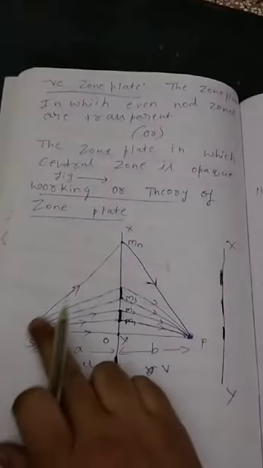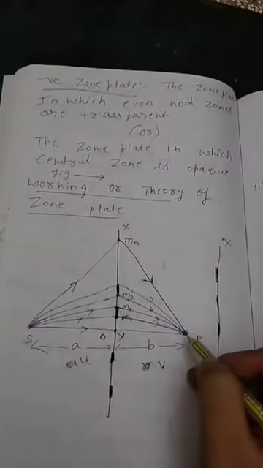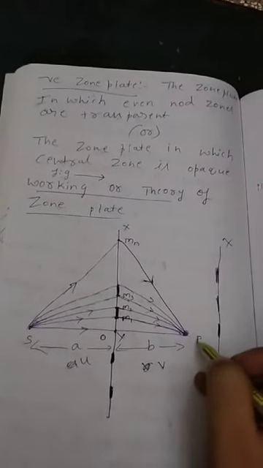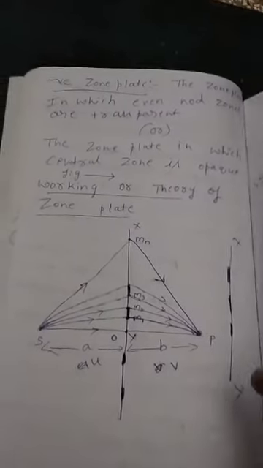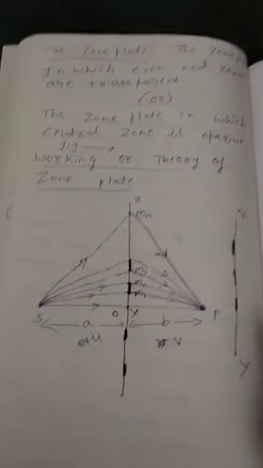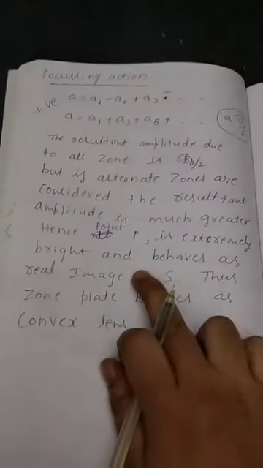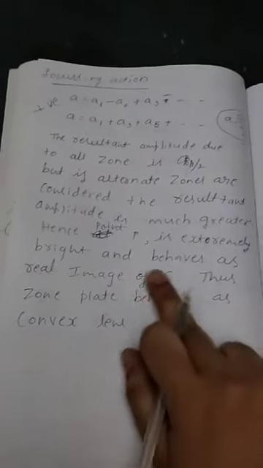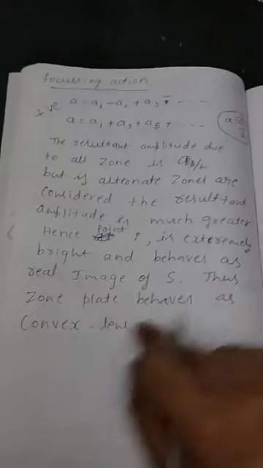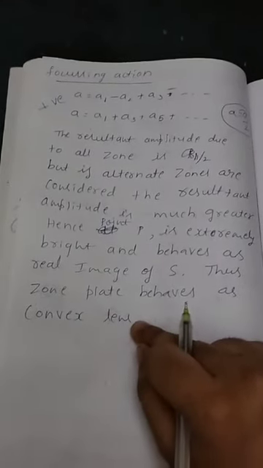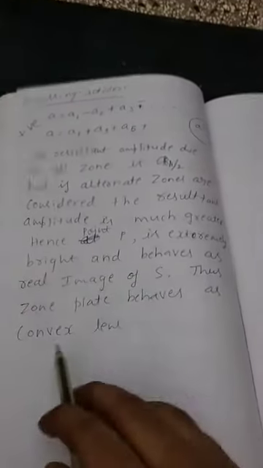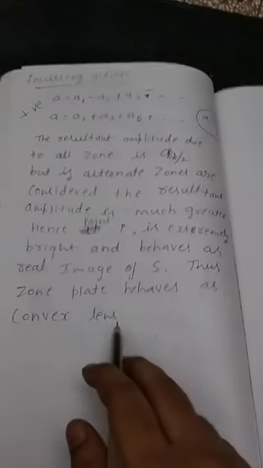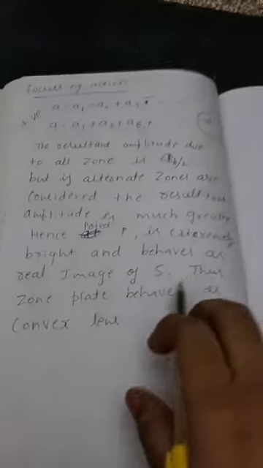So if you are observing the point P, at the point P you are getting an extremely bright point, and that point is considered as the real image of S. Since it is giving the real image, I can call this as the zone plate behaving as a convex lens. This is the focusing action of the convex lens. They may ask you for 2 marks how the zone plate behaves like a convex lens, so we have to explain this.